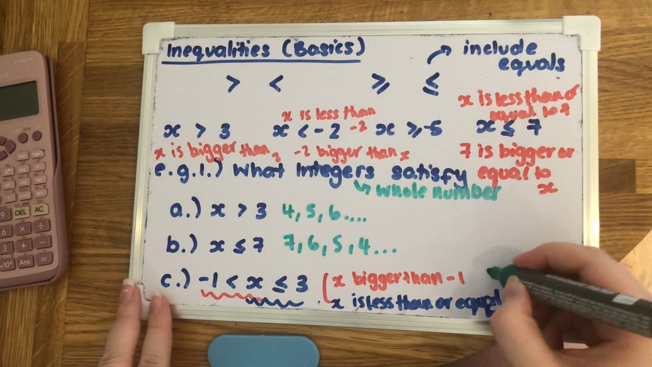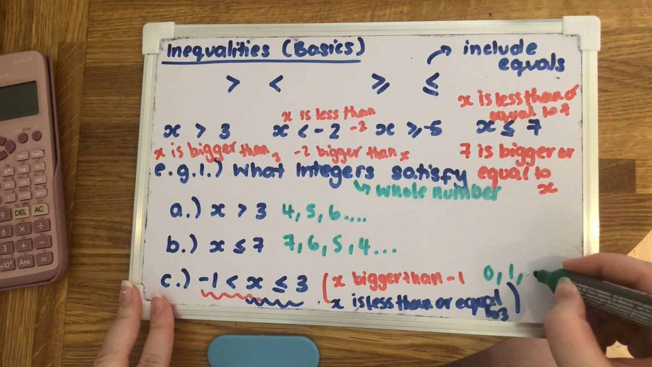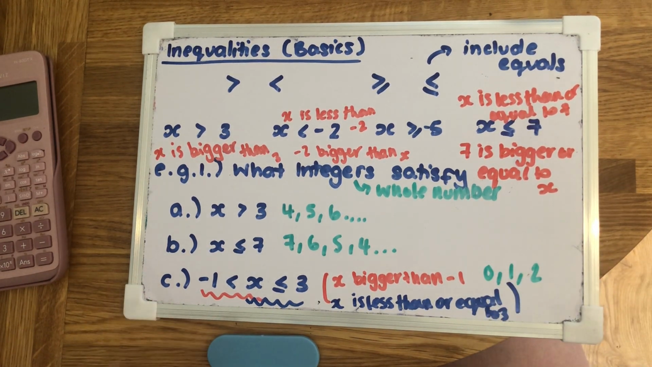So that could be 0 or 1 or 2. Okay, but also x has to be less than or equal to 3. So at the moment those numbers are all less than 3 too, but it could be equal, so we're going to have to add 3 in as well. Okay, and they're the only numbers that work.